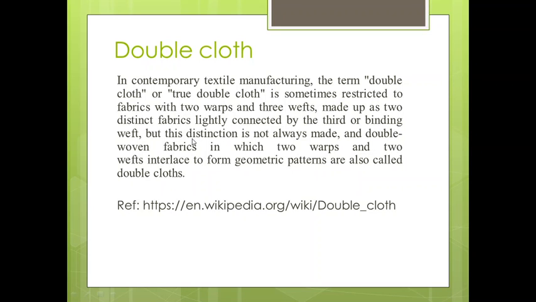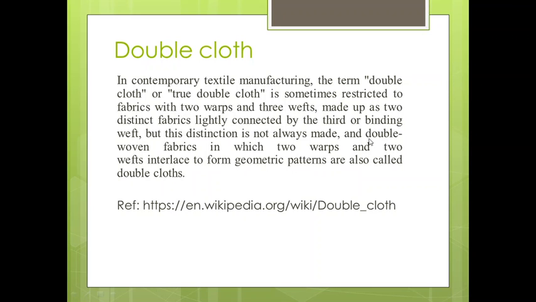But this distinction means in double cloth we have to use 5 sets of yarn. This distinction is not always made, meaning it is not a universal method to classify the woven double cloth. But in contemporary textile manufacturing, let you understand only this, that in double cloth we are using 5 sets of yarn.